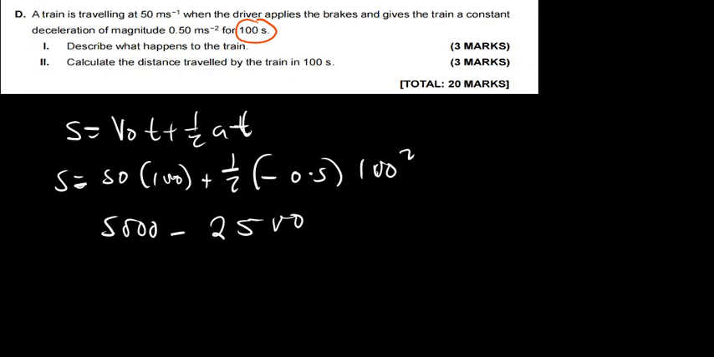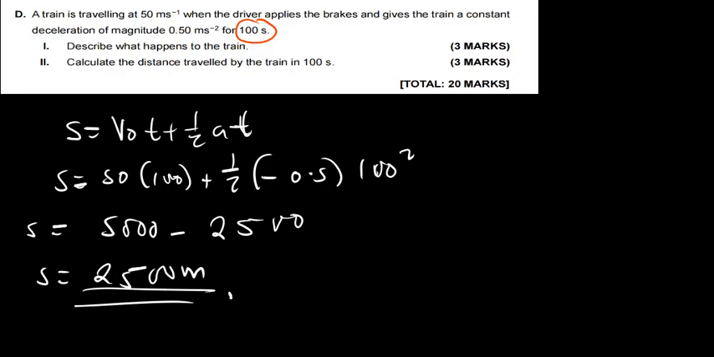So if I do 5,000 minus 2,500, again I'm getting 2,500 meters. If I want, I can put this in kilometers, then I would divide it by 1000. So it will be 2.5 kilometers, but I would advise you to leave it as meters.